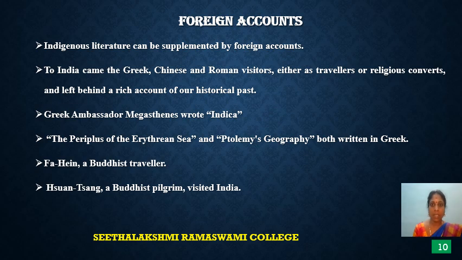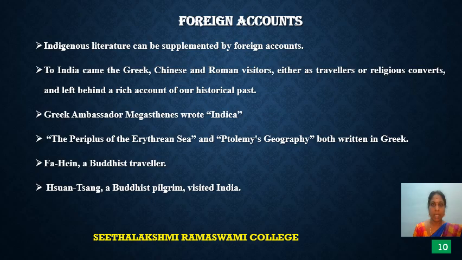Fa-Hien. He was a Buddhist traveler who left a vivid account of the age of the Guptas. And the second one is Yuan Chwang. He was also a Buddhist pilgrim who visited India and gave details of India under the reign of King Harshavardhana and the glory of Nalanda University.